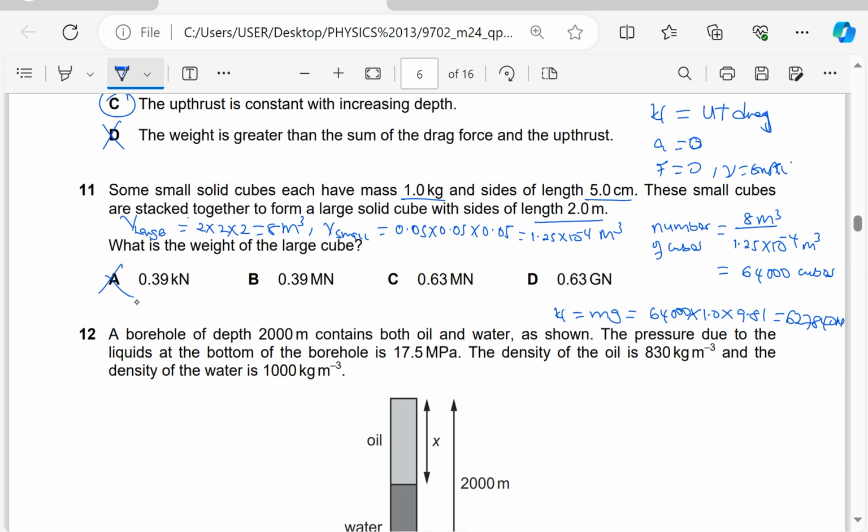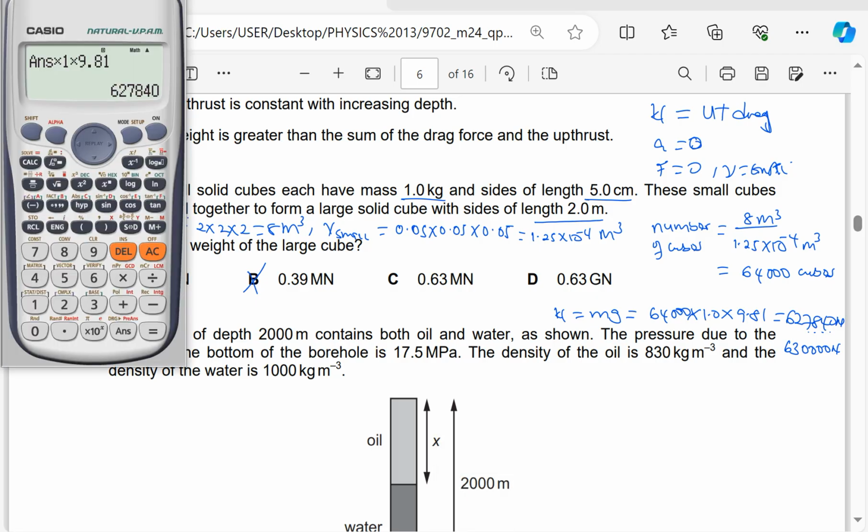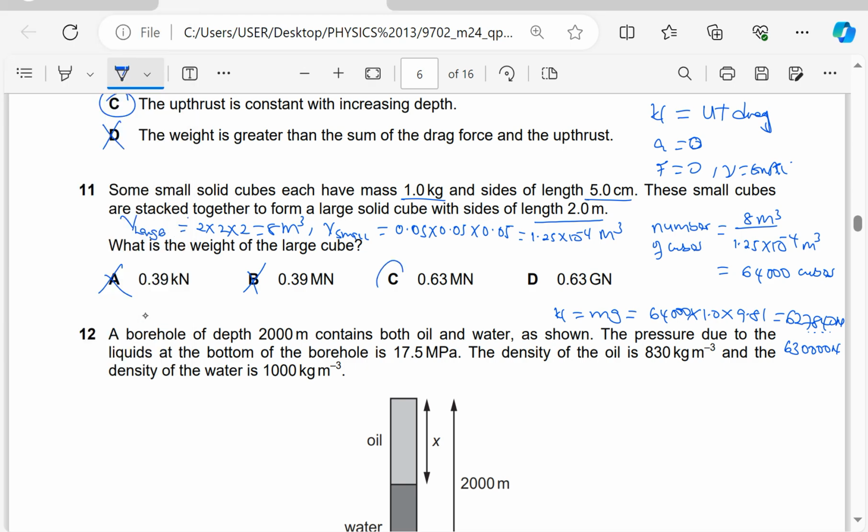So it means this is wrong, this is wrong. So you have to choose between these two. So this is approximately 63 followed by 4 zeros newtons. So we have giganewtons and meganewtons. Let's check meganewtons. That is 0.63. Removing mega, I'll say exponent 6. That is 630,000. So the answer is going to be C.